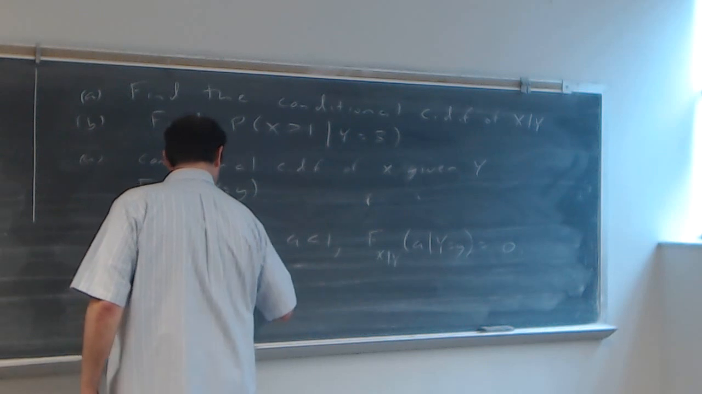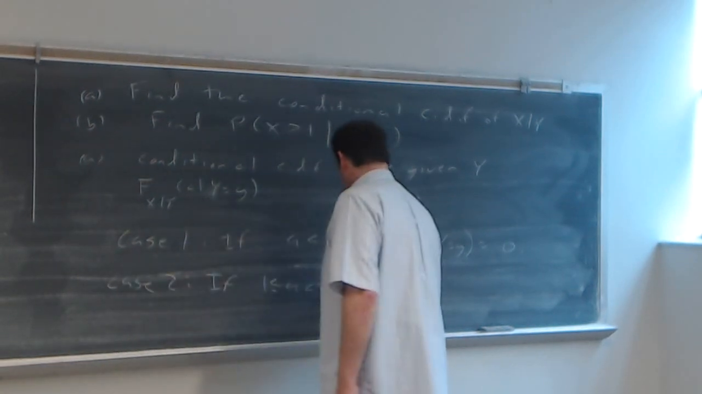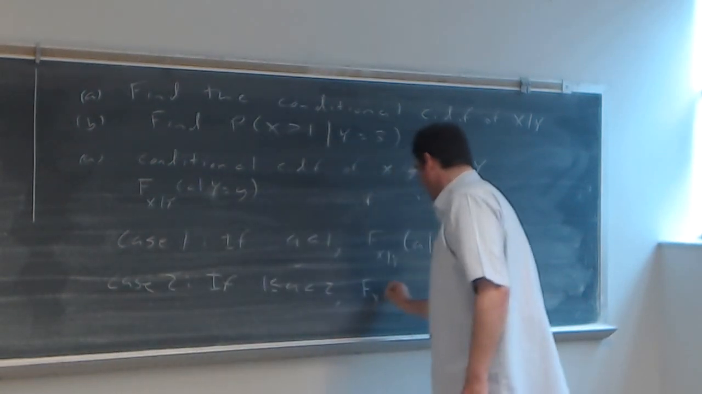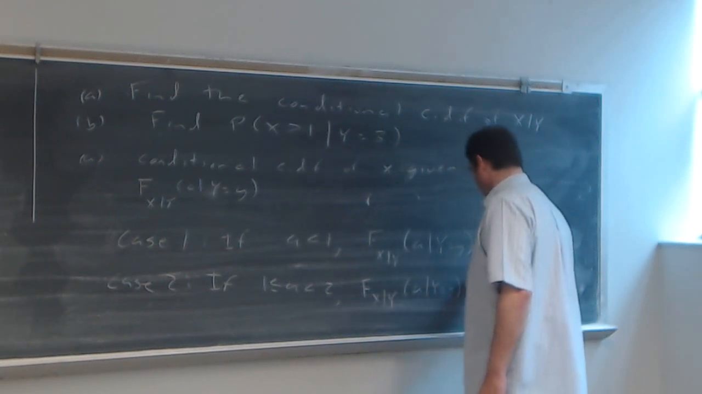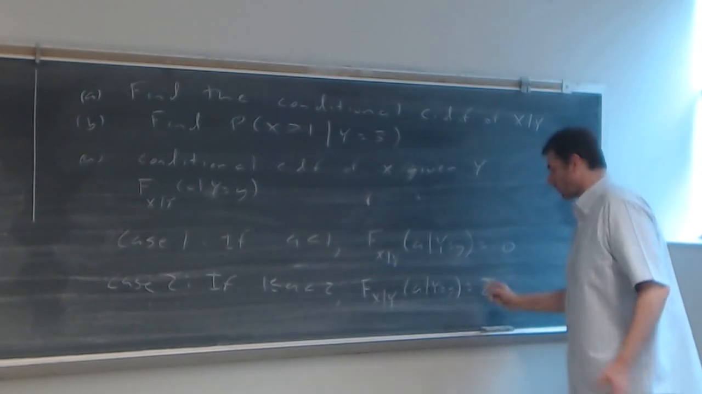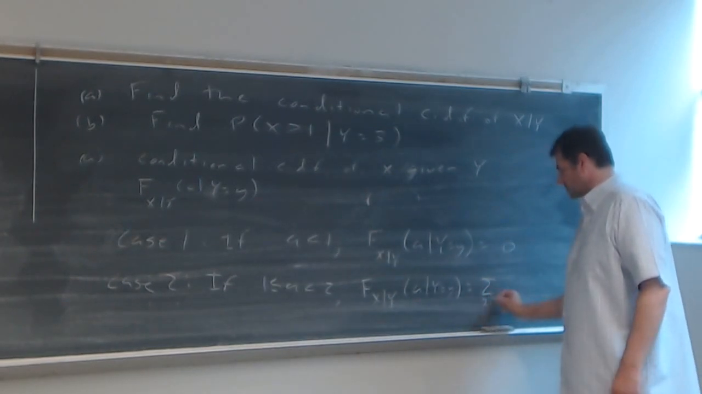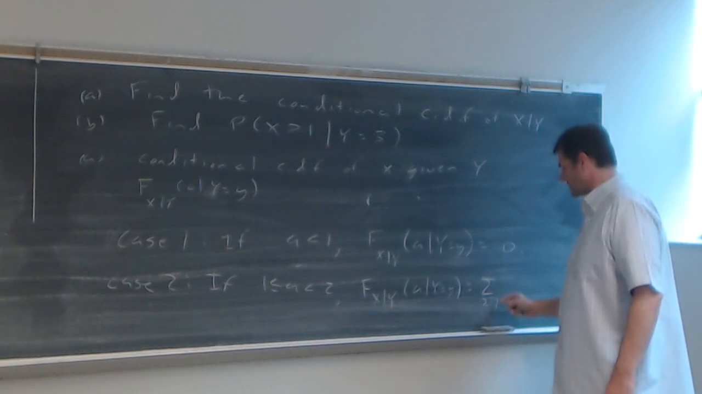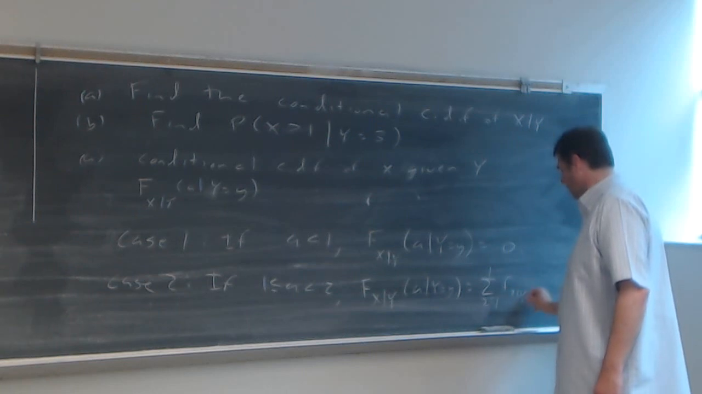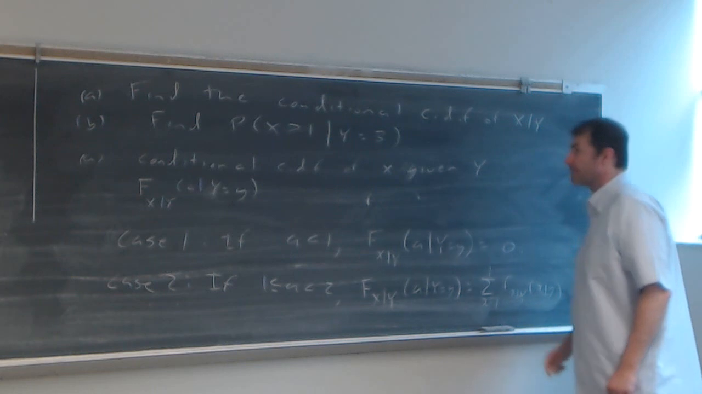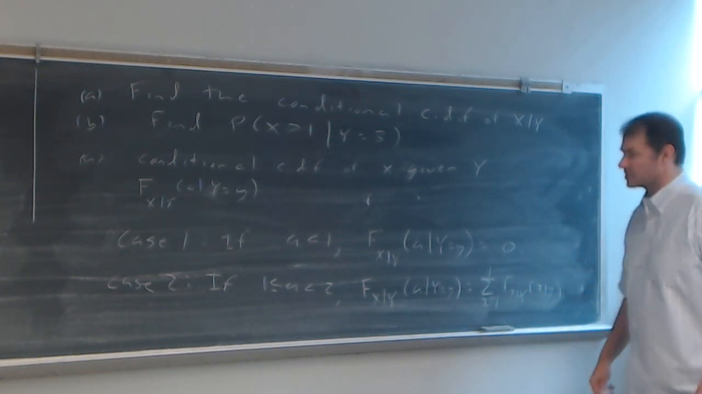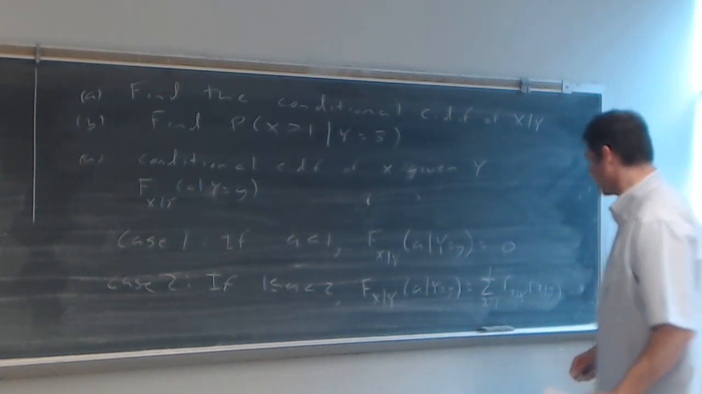if 1 is less than or equal to a less than 2, then F of x given y of a given y is the sum over the x values that are less than or equal to a. So this would just be the sum as x equals 1 to 1 of f of x given y of x given y. And I don't have that, so I need to compute it.